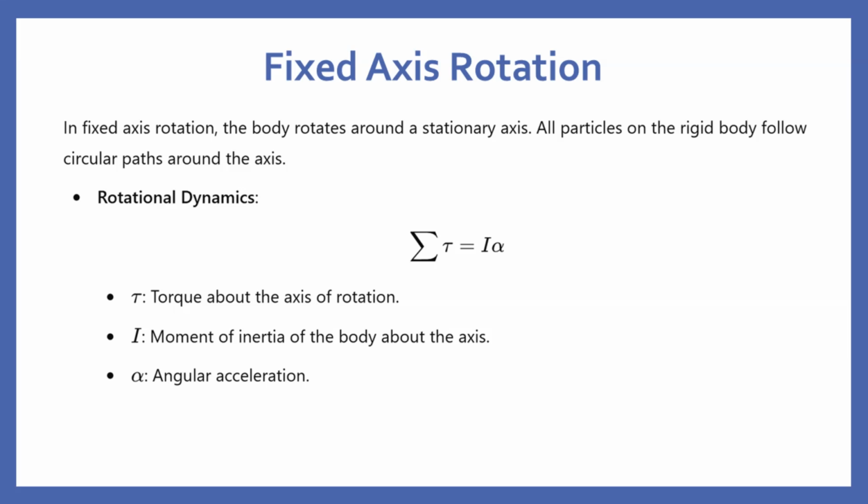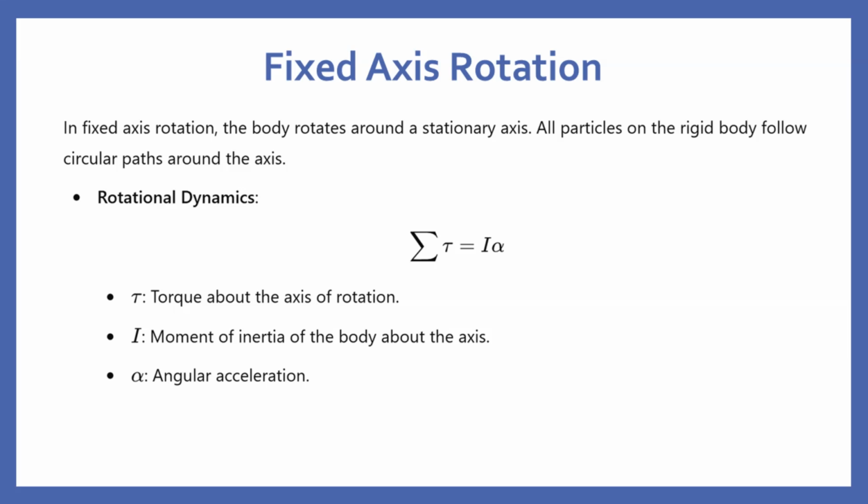Let's talk about fixed axis rotation. When a rigid body rotates around a stationary axis, all points on the body follow circular paths around that axis. This concept is crucial in understanding the dynamics of rotating bodies. The equation for rotational dynamics is represented as torque equals the moment of inertia times the angular acceleration.